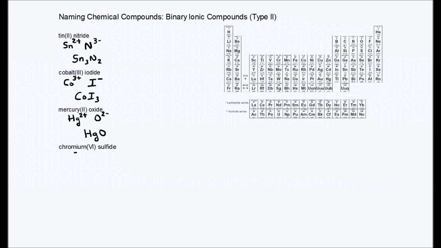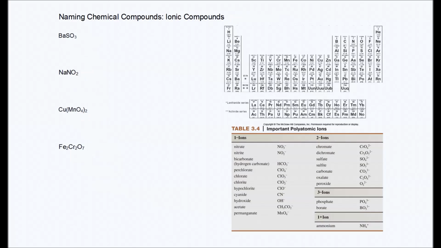Chromium(IV) sulfide, chromium, Cr. This has a 4+ charge. Sulfide is sulfur. According to the periodic table, sulfur has a -2 charge in ionic compounds, so -2. Crossing the charges is dangerous again, you see, because if I do, what I end up with is Cr2S4. I've got to reduce those subscripts to the simplest whole number ratio because this is, again, an ionic compound. And so what do I get? CrS2. You always reduce the subscripts to a whole number ratio when you're talking about ionic compounds.